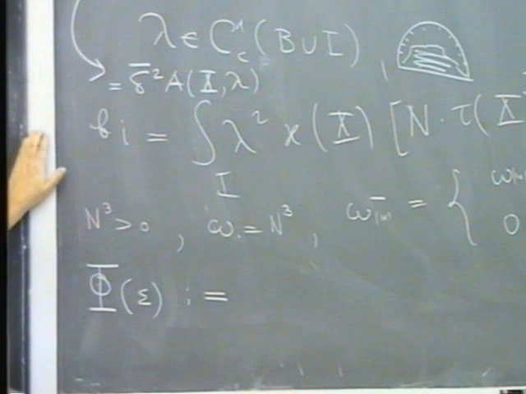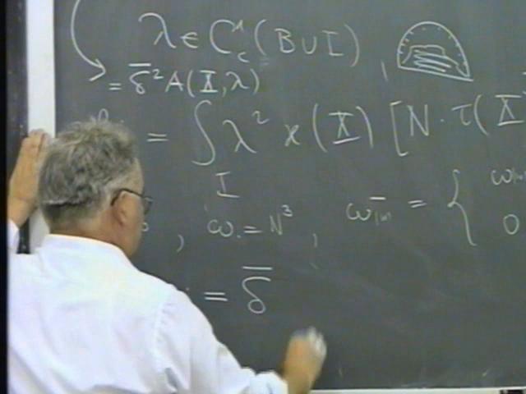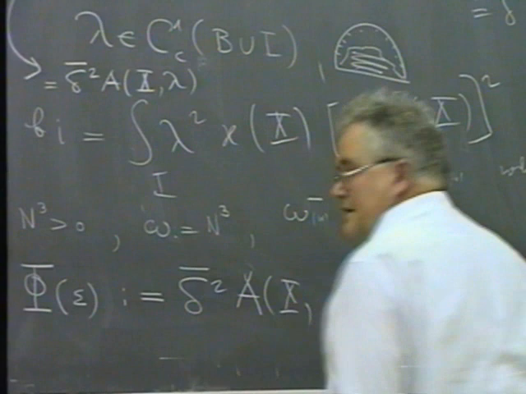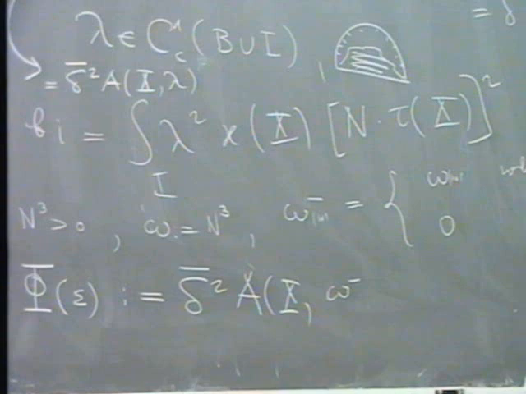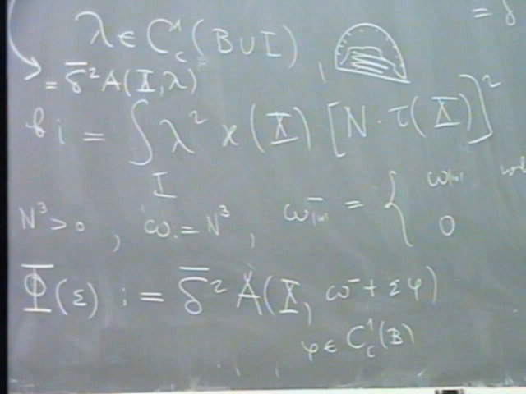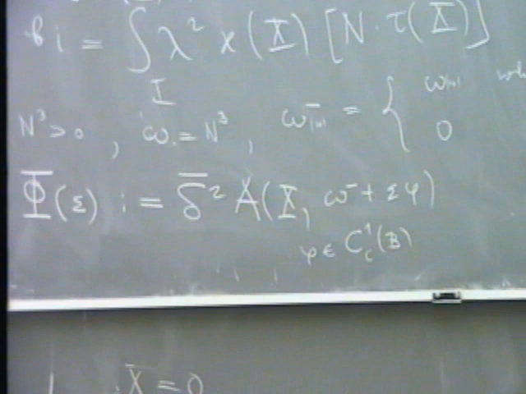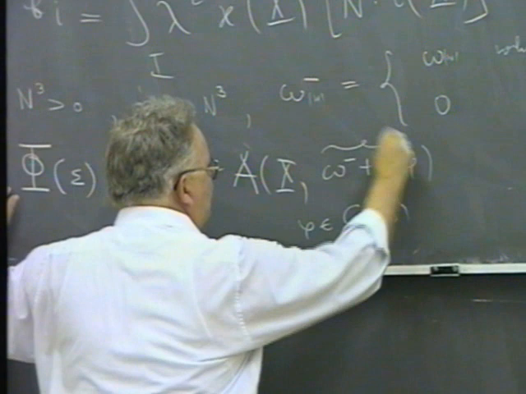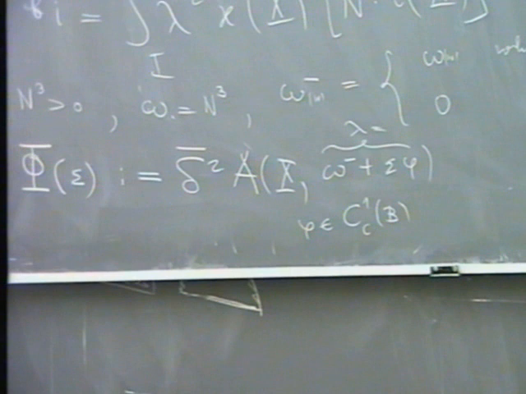And then here I take this expression, second variation at x, and for lambda I take omega minus plus epsilon phi. Phi is a function with compact support in B, so it has no boundary values. Possible boundary values are in here. And so this is an admissible lambda. And now I use the condition of free stability that tells me this term is greater or equal to zero.